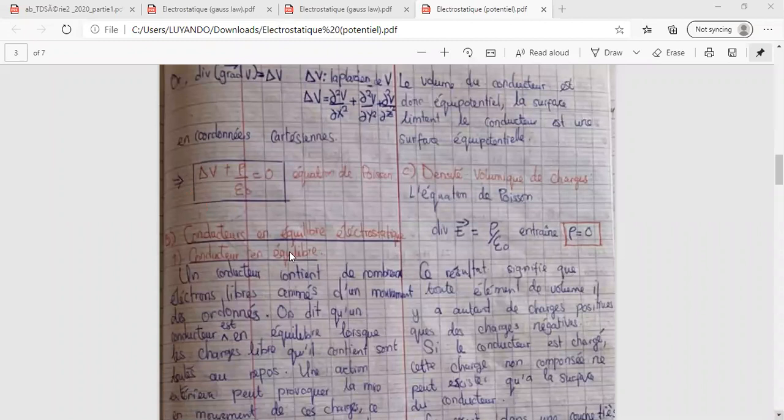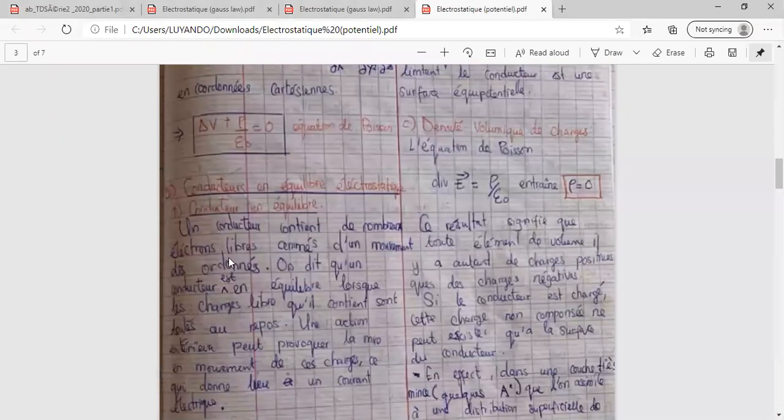Un conducteur contient des nombres d'électrons libres animés d'un mouvement désordonné. On dit qu'un conducteur est en équilibre lorsque les charges libres qu'il contient sont toutes au repos. So a conductor has a number of free electrons. We call it a conductor in equilibrium if the charges, the free electrons, are at rest. So there's no movement of electrons or charges, and we call it a conductor in equilibrium.